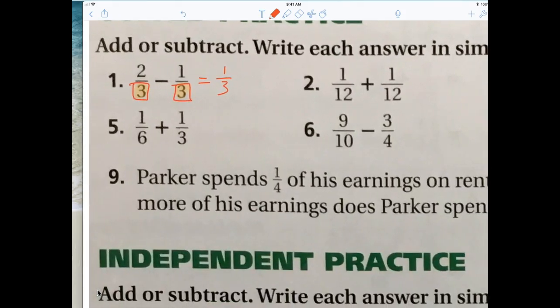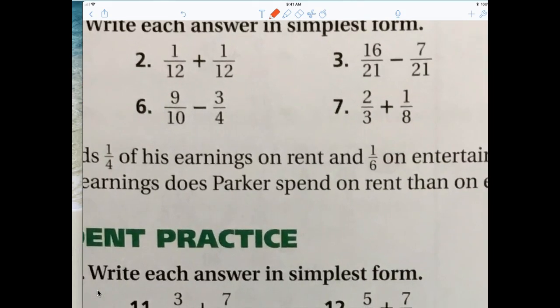So I just gave you the answer, number 1. 2/3 minus 1/3 is 1/3, right? Let me just walk you through it, guys. Now, number 2, if somebody says to you 1/12 plus 1/12, you should be able to tell them quickly, Carly, it is 2/12. So everybody's going to write down on their paper 2/12. Now, the problem with 2/12 is that it can be simplified. It can be reduced.